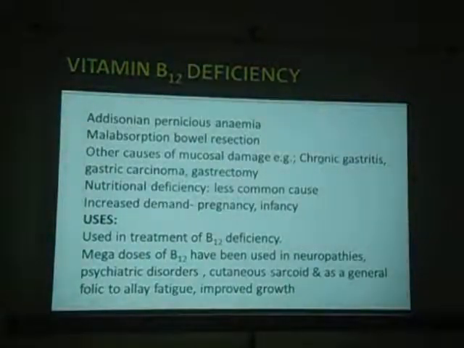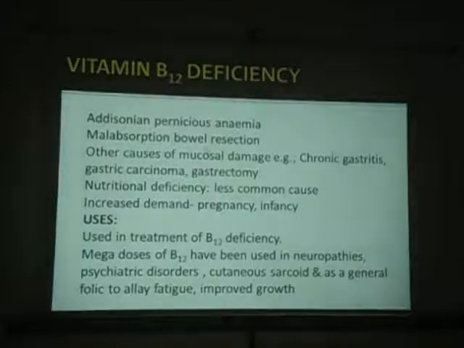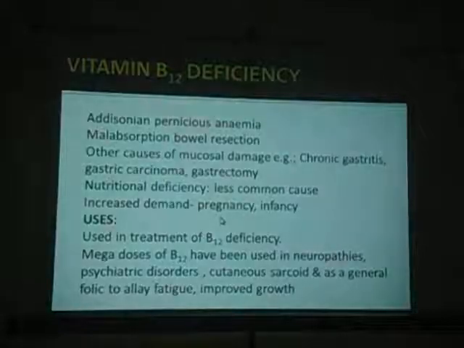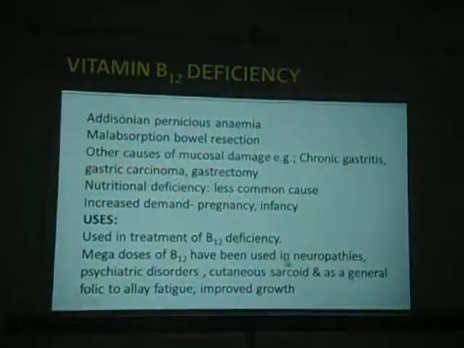There can be other causes of mucosal damage, such as chronic gastritis, all these conditions where intrinsic factor deficiency can occur. Nutritional deficiency is less common among non-vegetarians but common among vegetarians. In pregnancy we need to supplement this because there is a lot of growth taking place and an additional dosage is needed. Uses: B12 deficiency, megaloblastic anemia, neuropathic conditions, psychiatric disorders, fatigue. For all these persons we give cyanocobalamin, hydroxycobalamin injections.